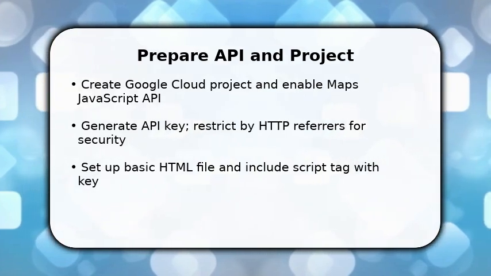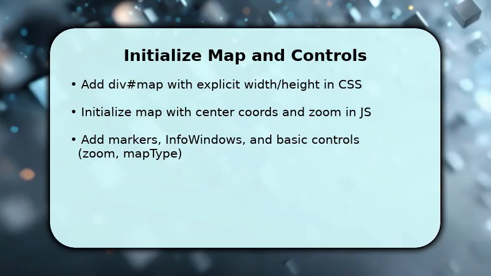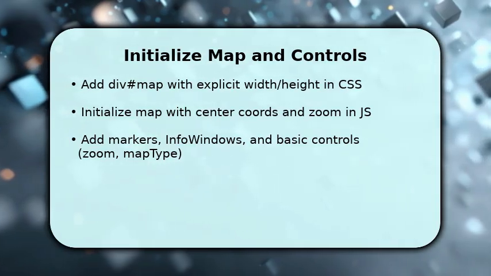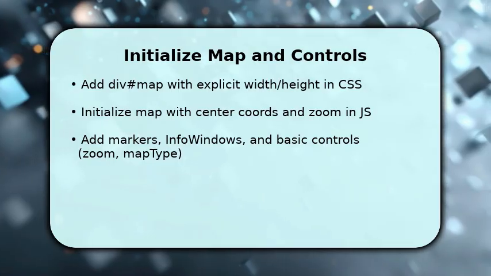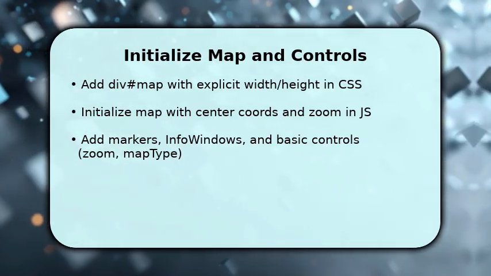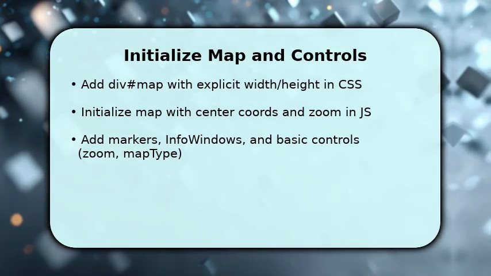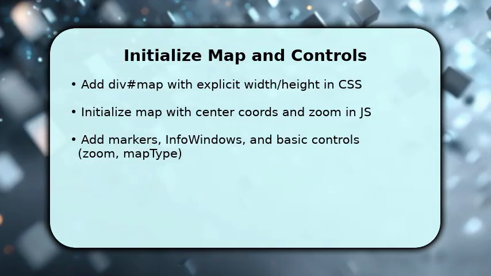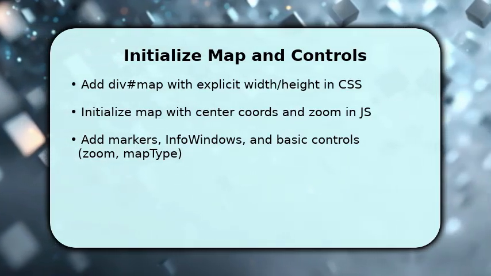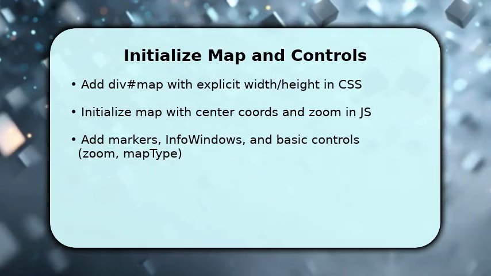adding map code. You then create a map container and set explicit CSS dimensions so the API can render it correctly. Missing height is the most common error. In JavaScript, instantiate google.maps.Map with center coordinates and a reasonable zoom. This defines the user's initial view.